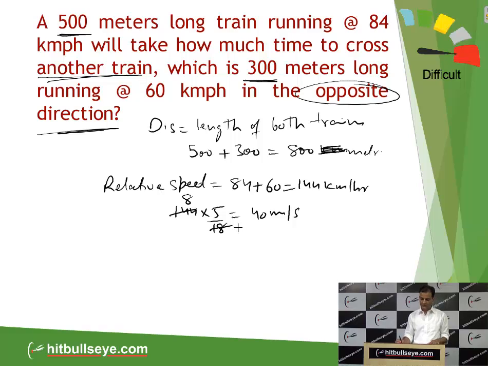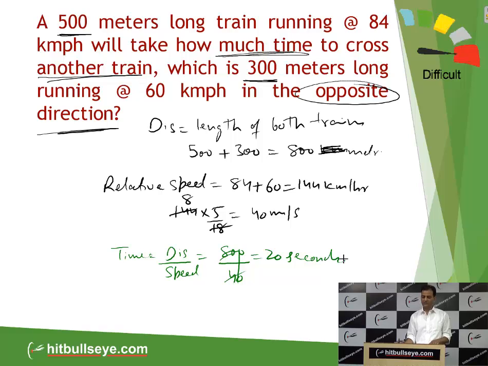As we know, the distance is 800 meters, the speed is 40, and what the examiner is asking is how much time. So what is the formula of time? Time is equal to, again, distance divided by speed. What is the distance, students? 800. What is the speed? 40. So time will be 20 seconds. So both the trains will cross in 20 seconds.